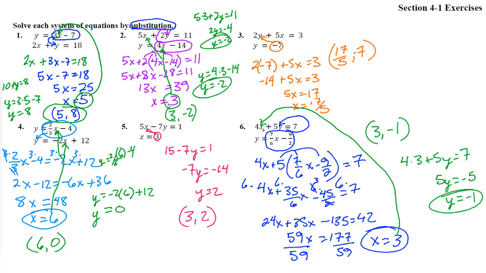Let's just double check that that works. 4 times 3 is 12, plus 5 times negative 1 is minus 5 equals 7, true. If we stick 3 in here, we get 7/6 times 3 is 7/2, minus 9/2 is negative 2/2, which is negative 1. It works. Good.